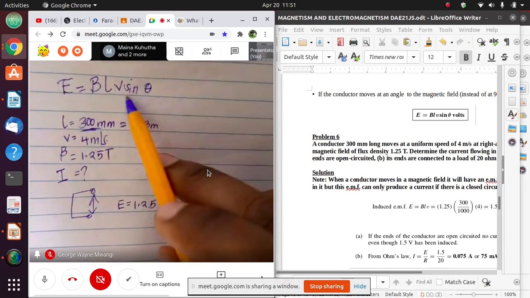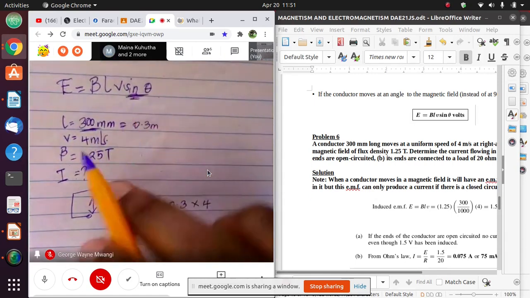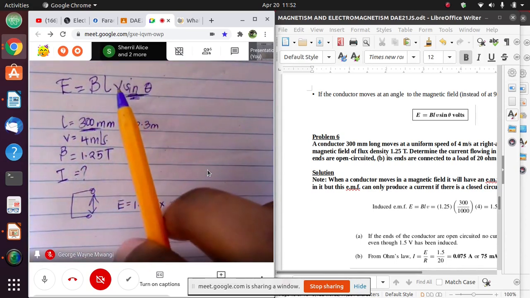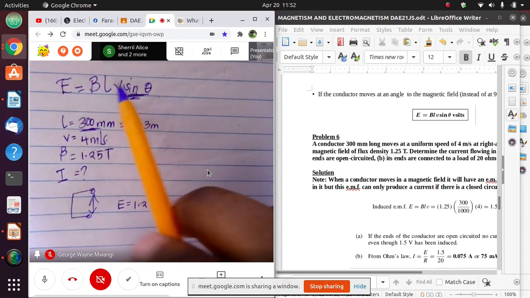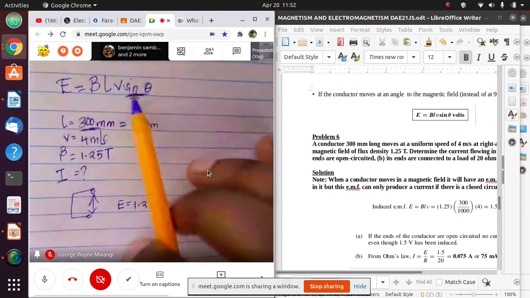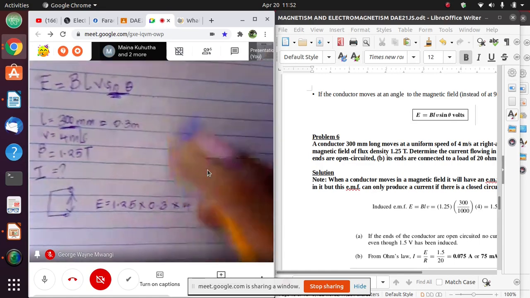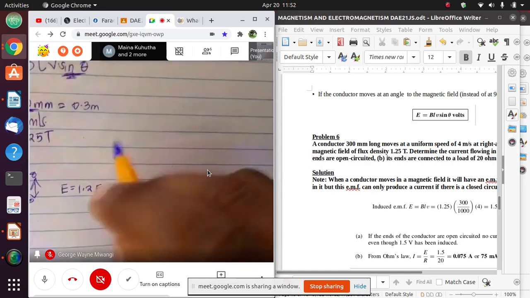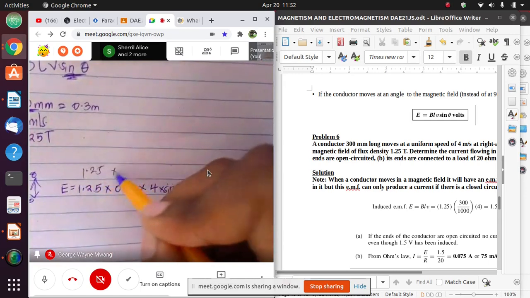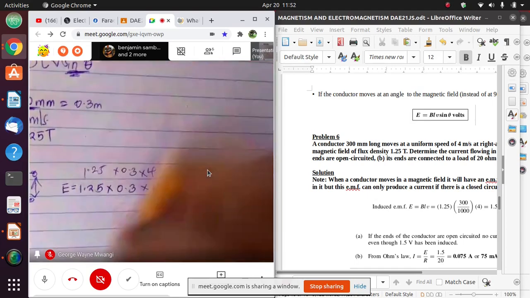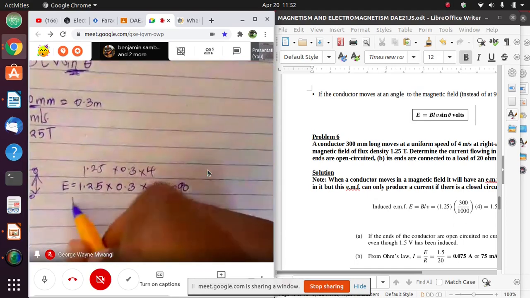Now, you can either include this or not. Because the question has already told us that the conductor is cutting at a right angle, so sine of 90 is 1. So you can put it, or you cannot. But if you decide to put it, then include times sine 90. If not, you can just say 1.25 times 0.3 times 4. So it is up to you. Now, what is the value of the induced voltage?